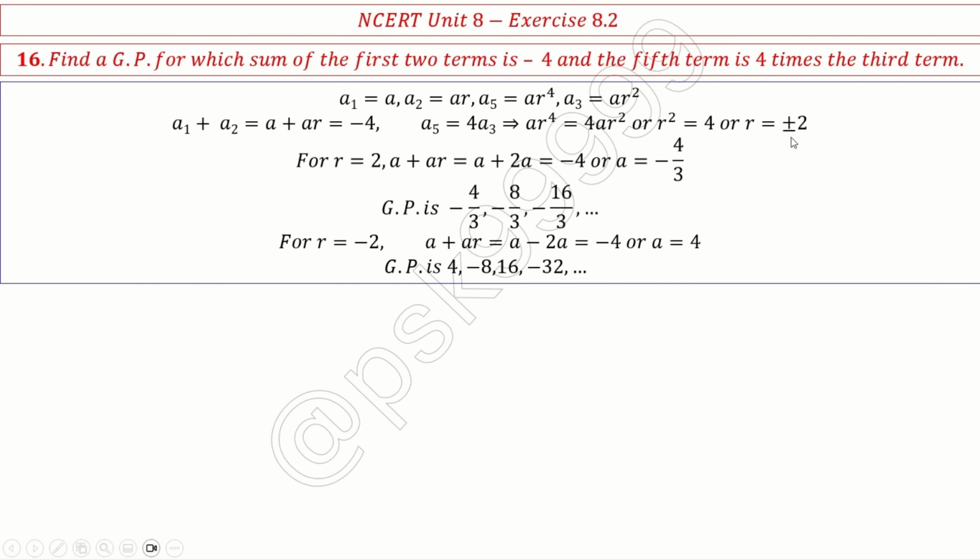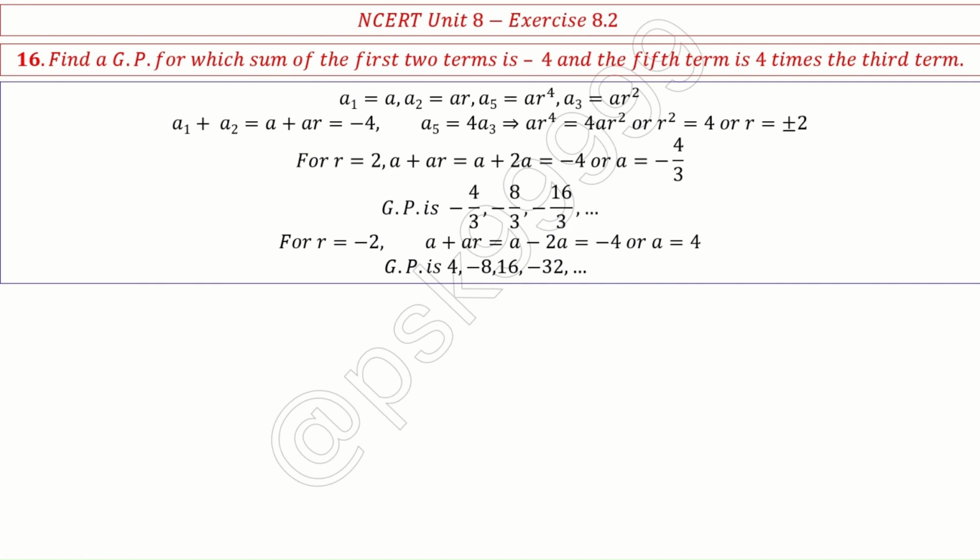R is nothing but plus or minus 2. So again, you need to consider both values and solve the problem. For R equal to plus 2, A plus AR equals A plus 2A, which is equal to -4, so A equals -4 by 3. So now you can construct a GP with A and R. Similarly, you take R equal to -2, you get the initial term A as 4. So you again construct a GP with this information.